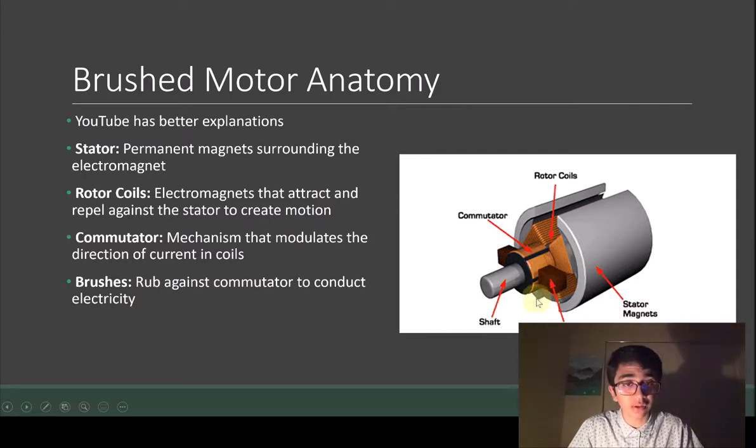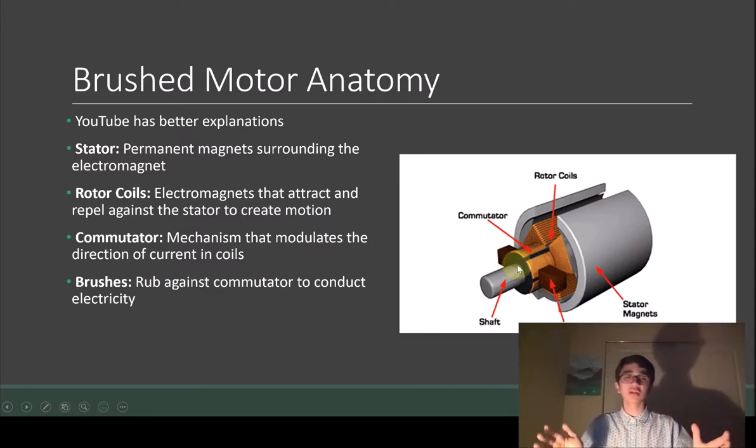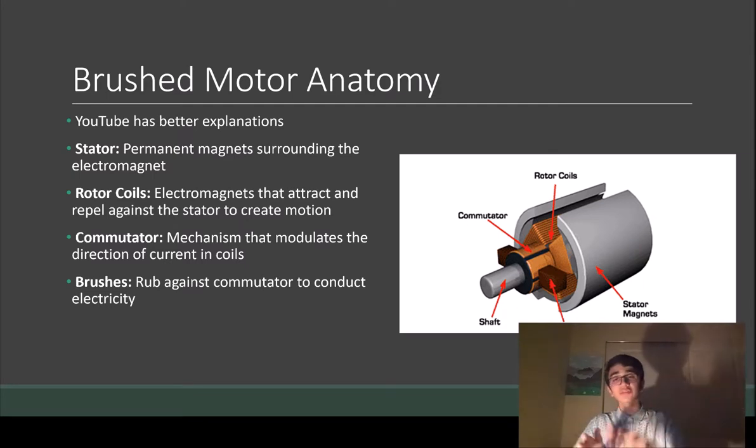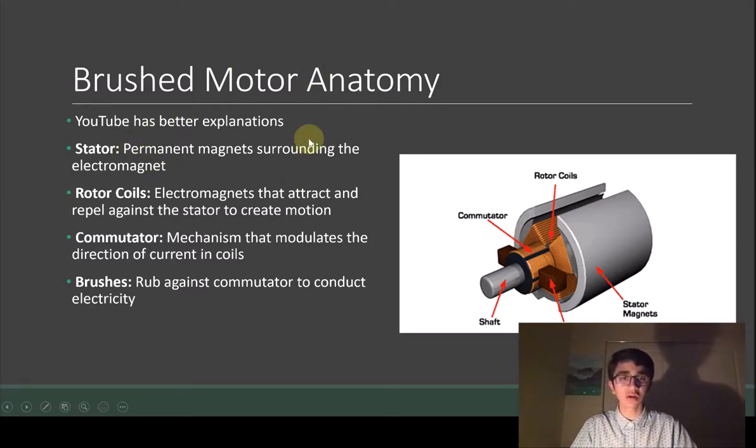So this brown thing right here are the brushes, and these copper strips are the commutators, right? And so to summarize this, brush motors accomplish a changing electromagnet by using the rotation of the commutator and different orientations to supply changing current. I hope that makes sense, right? And YouTube has much better explanations. I'll link some videos. So I recommend you watch that. But it's cool if you don't want to. All right, so those are brush motors.